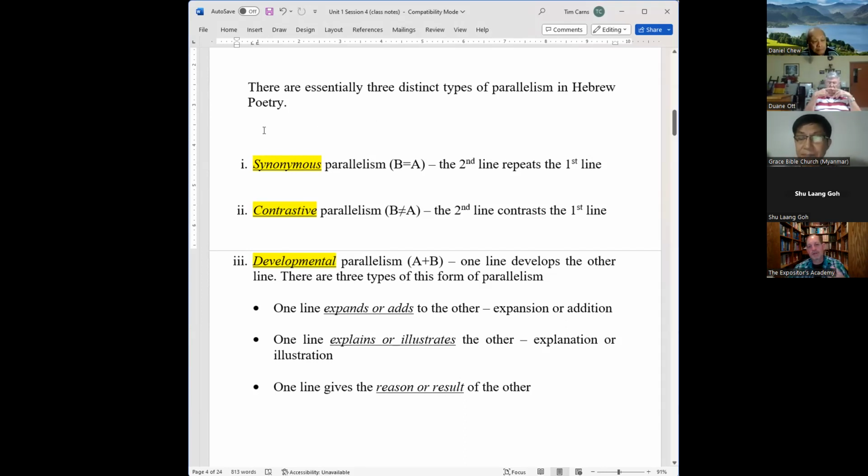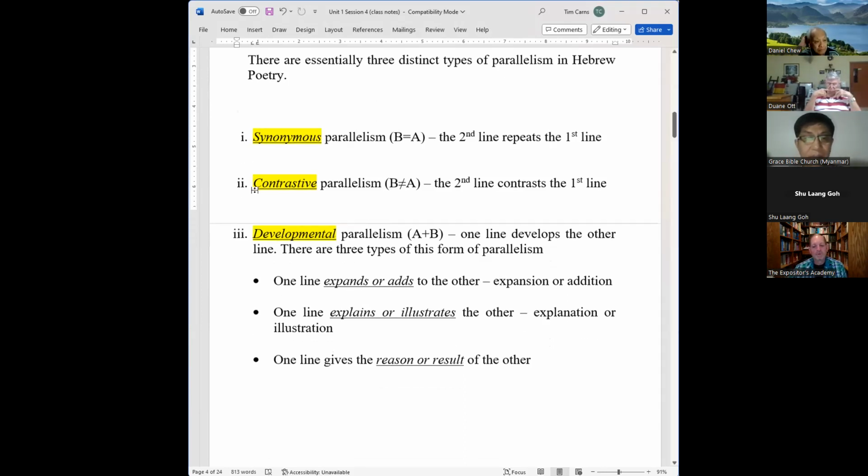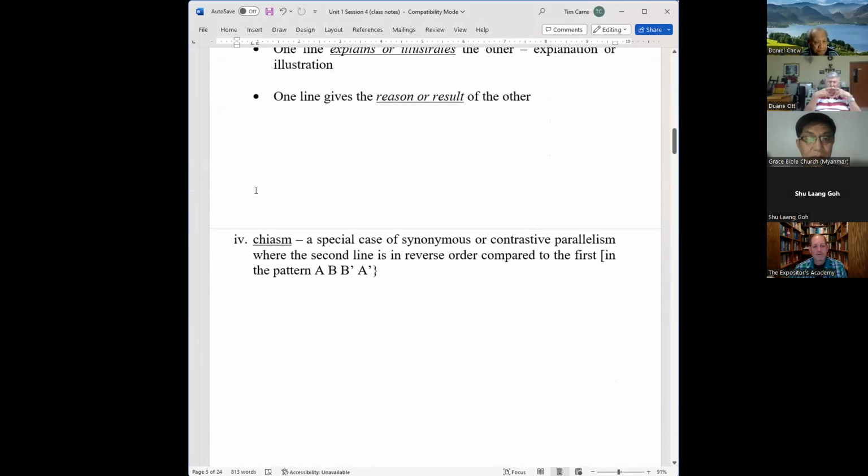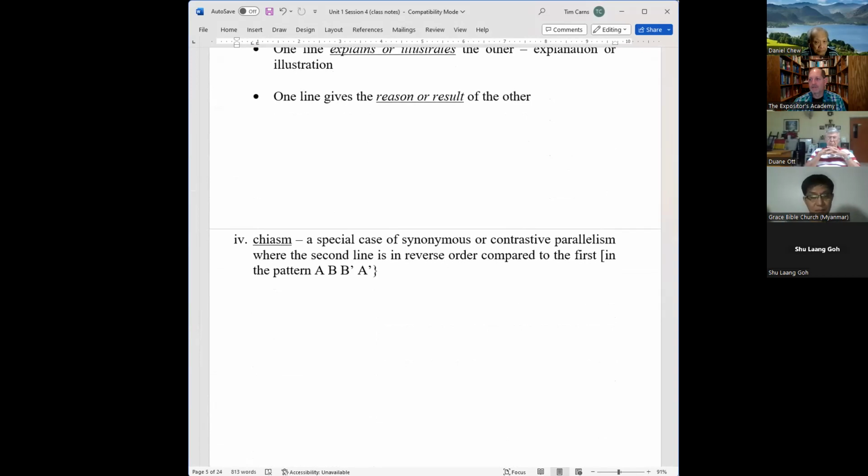And then there's a special case of the chiasm, which is where the second line is reversed. It's a synonymous or contrastive parallelism in thought, and then the second line is in reverse order compared to the first. And we're going to see a few of these when we look at our exercise in Psalm 51. Hopefully you were able to see some of those.